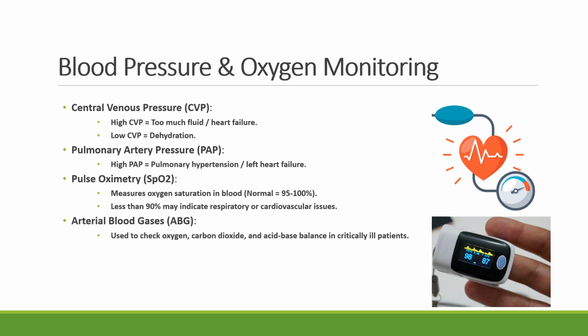Again, pulse oximetry, or SpO2, measures oxygen saturation in blood. Normal is about 95 to 100%. Less than 90% may indicate respiratory or cardiovascular issues.